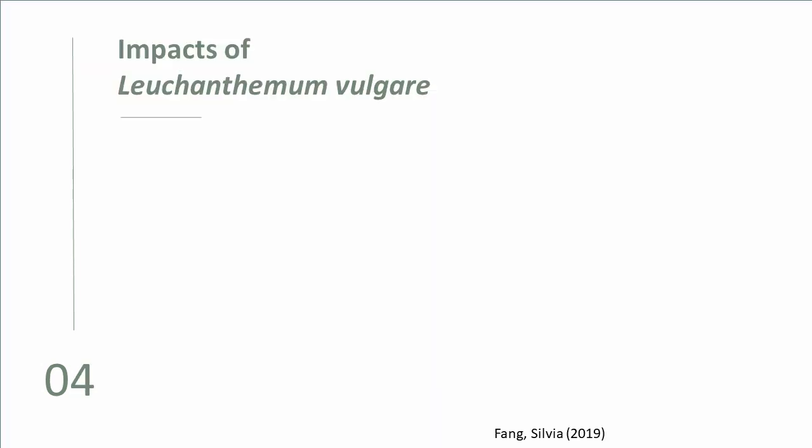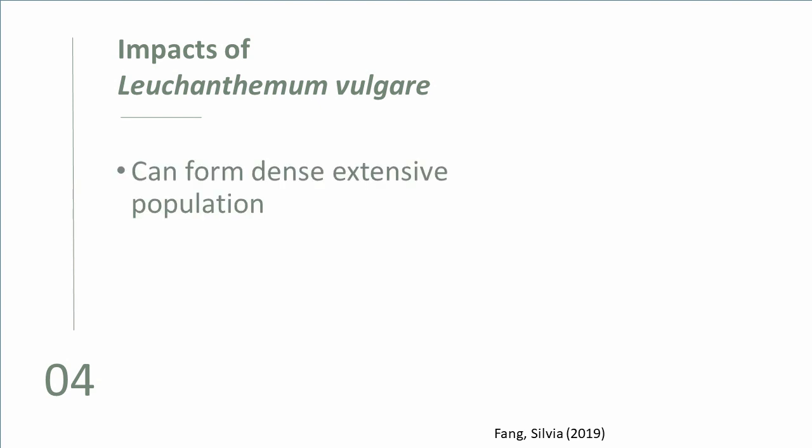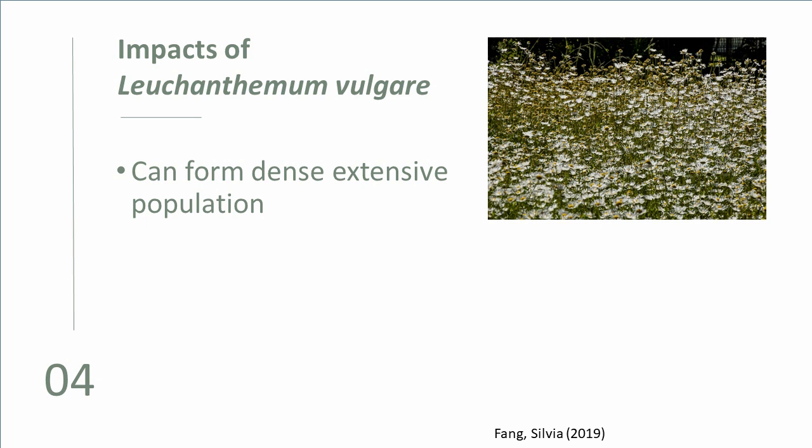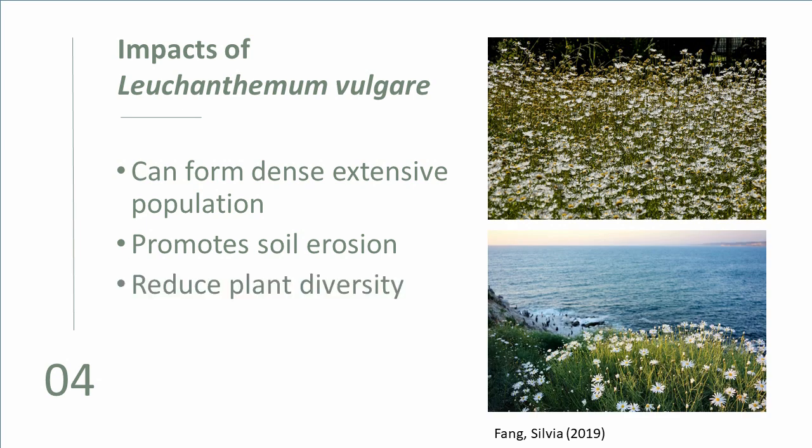In nature, oxeye daisy has several impacts. It is able to form dense, extensive populations in pastures, where it is generally avoided by grazing cattle. Oxeye daisy has a shallow root system, and this type of root can promote soil erosion. Not only that, it also reduces plant diversity.